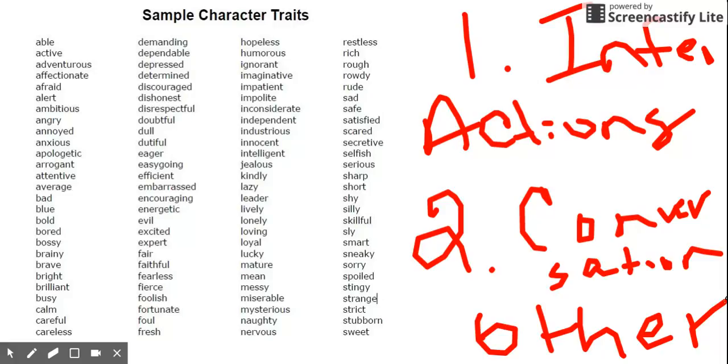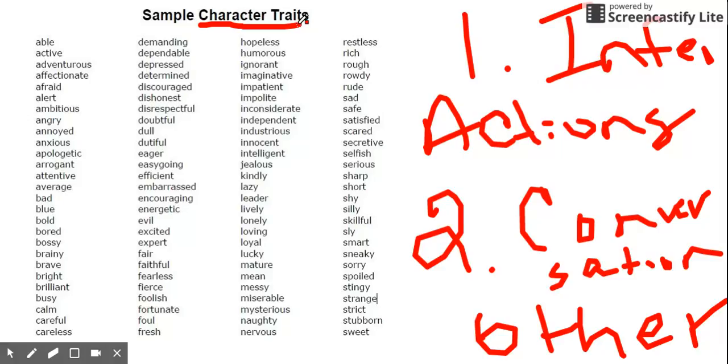And so, what you have in front of you on the screen is a list of sample character traits. Are there more character traits than this? Yes. Are these all the character traits that you could possibly use? No. These are sample character traits. And what this sample is going to do is give you a way to describe your characters without just saying good, bad, happy, and sad. Now you have words like adventurous, unafraid, alert, disrespectful, inconsiderate, satisfied. You have these traits to use.